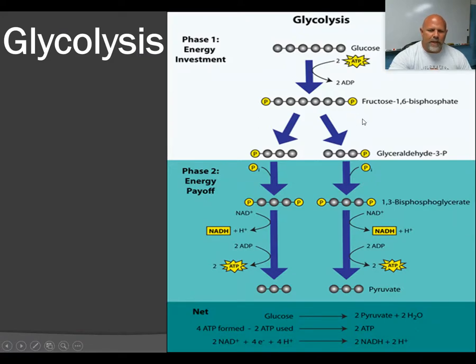This is how glycolysis works. It basically splits a glucose in half, and then we add some phosphate molecules and take some phosphate molecules off. And in the process, we make a couple NADHs, and we make some ATP. So our net gain is we have 2 pyruvates, we have 2 ATPs, and we have 2 NADHs that we make in this process.